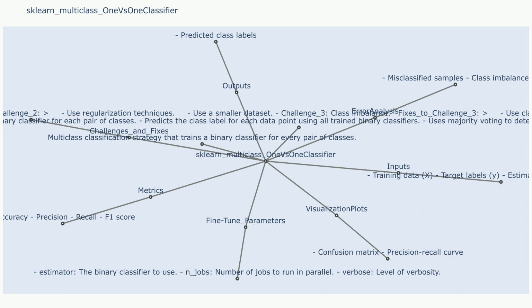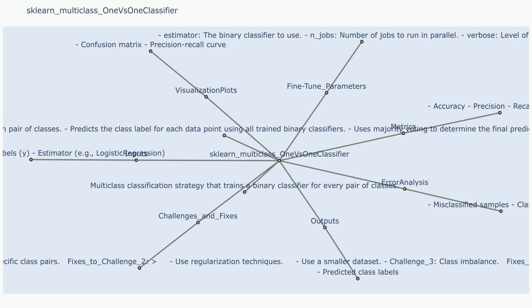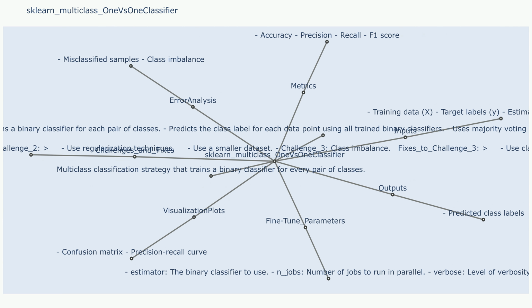Visualization plots: confusion matrix: a visualization that shows the number of correctly and incorrectly classified samples for each class. Precision recall curve: a plot that shows the trade-off between precision and recall for different thresholds. ROC curve: a plot that shows the relationship between the true positive rate and the false positive rate for different thresholds.